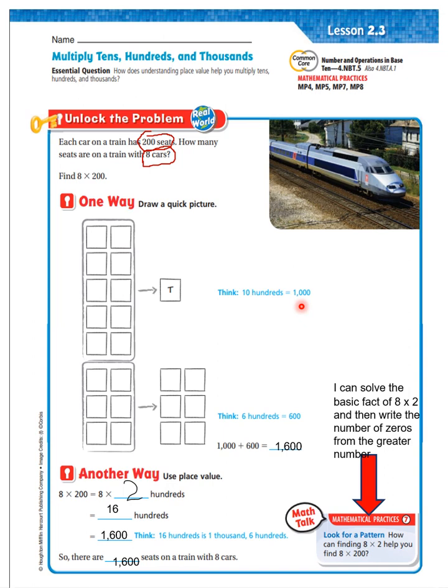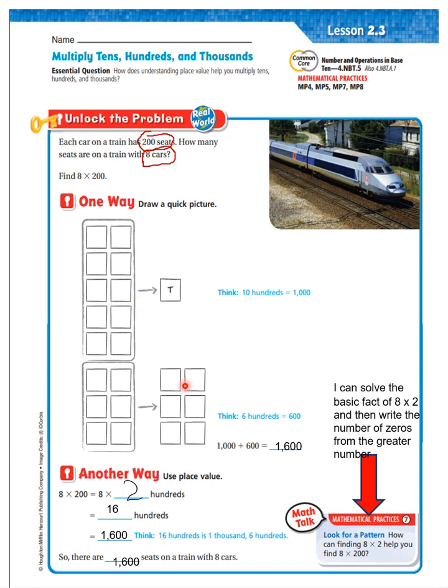Well, there are 8 rows, 7, 8, and each row shows 2 squares, 100, 200, 100, 200, 100, 200. Do you see that? So, what this model is showing us is it shows 8 groups of 200, or 8 times 200.